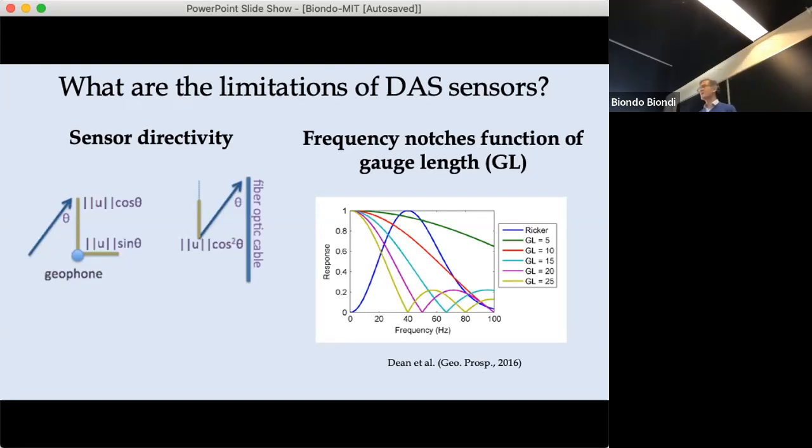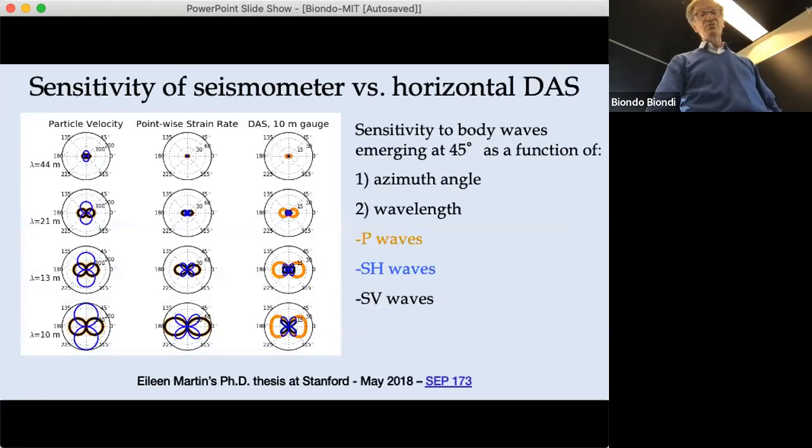You should think about wavelengths and how short or how long they are compared to the gauge length. If your wavelengths are much longer than the gauge length, then you can think of it almost as a point sensor. If your wavelengths are much shorter, then it really doesn't behave that way, and you need to think about the gauge length. This is the directivity with respect to the P and S waves.